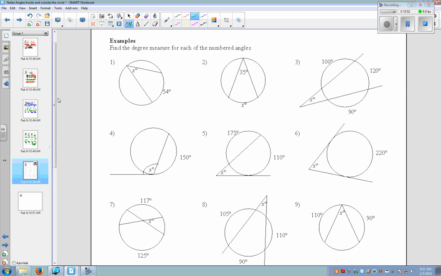So take a look at number 1. This one is on the circle, okay? So remember what that means. This is 1/2 of the arc. So it's 1/2 of 54. So x equals 27 degrees. All right, number 2. Same type of example. The angle is 1/2 of the arc. Now notice in this one I'm finding the arc, so keep that in mind. This angle is on the circle, so it's 1/2 of the arc. So if the arc is 2 times bigger than the angle, that means the arc is 70 degrees.